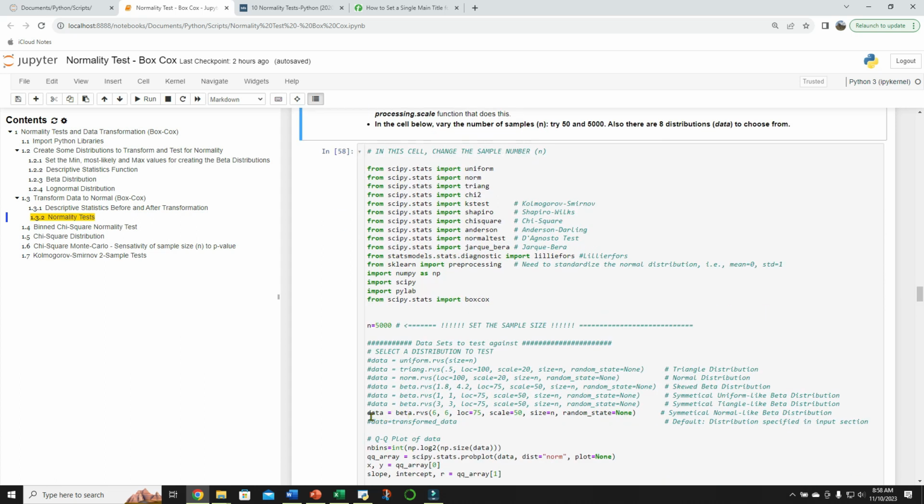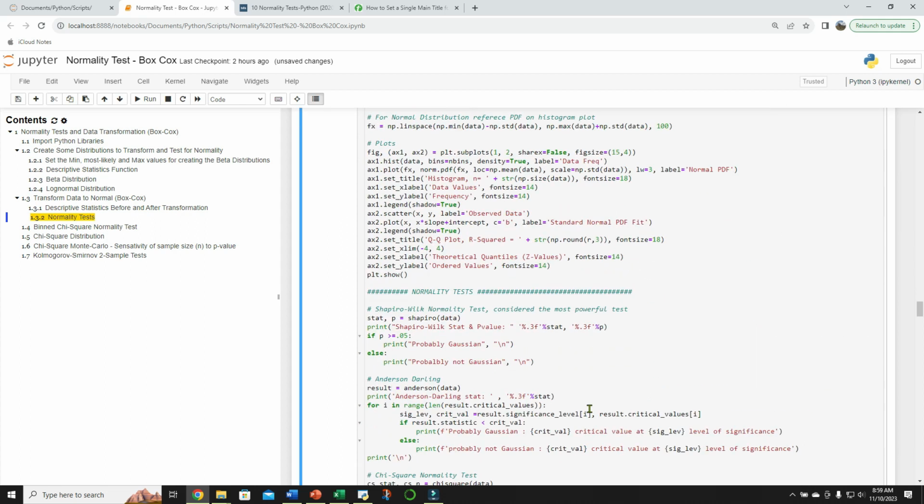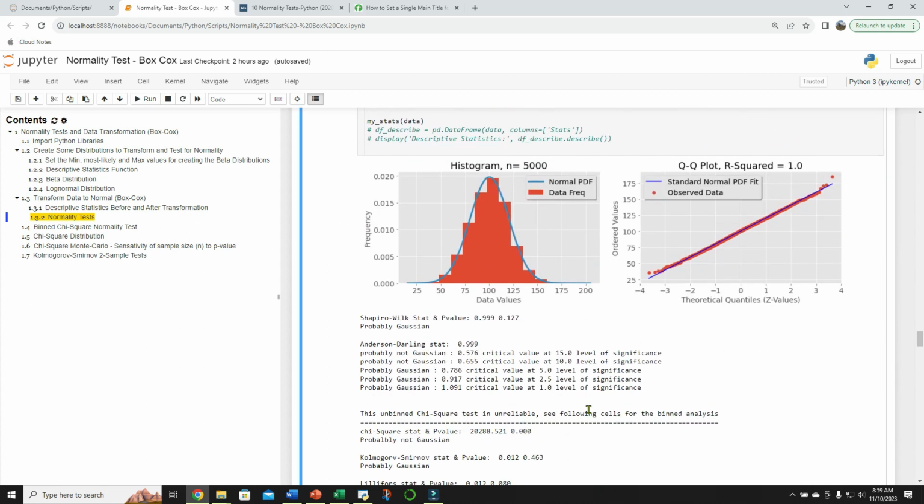For our first experiment, let's choose a normal distribution. So we'll come over here. Here's the normal distribution. And we'll try it with 5,000 samples. Over here is a description of the different data sets and distributions that are available to try in this cell. So we'll move down, and the histogram looks normal, the PDF looks normal, the QQ plot is quite linear, it looks normal, and here are the results of these different statistical normality tests.